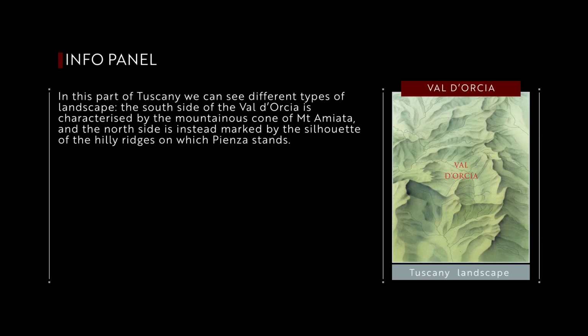In this part of Tuscany, we can see different types of landscape. The south side of the Val d'Orcia is characterized by the mountainous cone of Mount Ambientato, and the north side is instead marked by the silhouette of the hilly ridges on which Corsinianus stands.